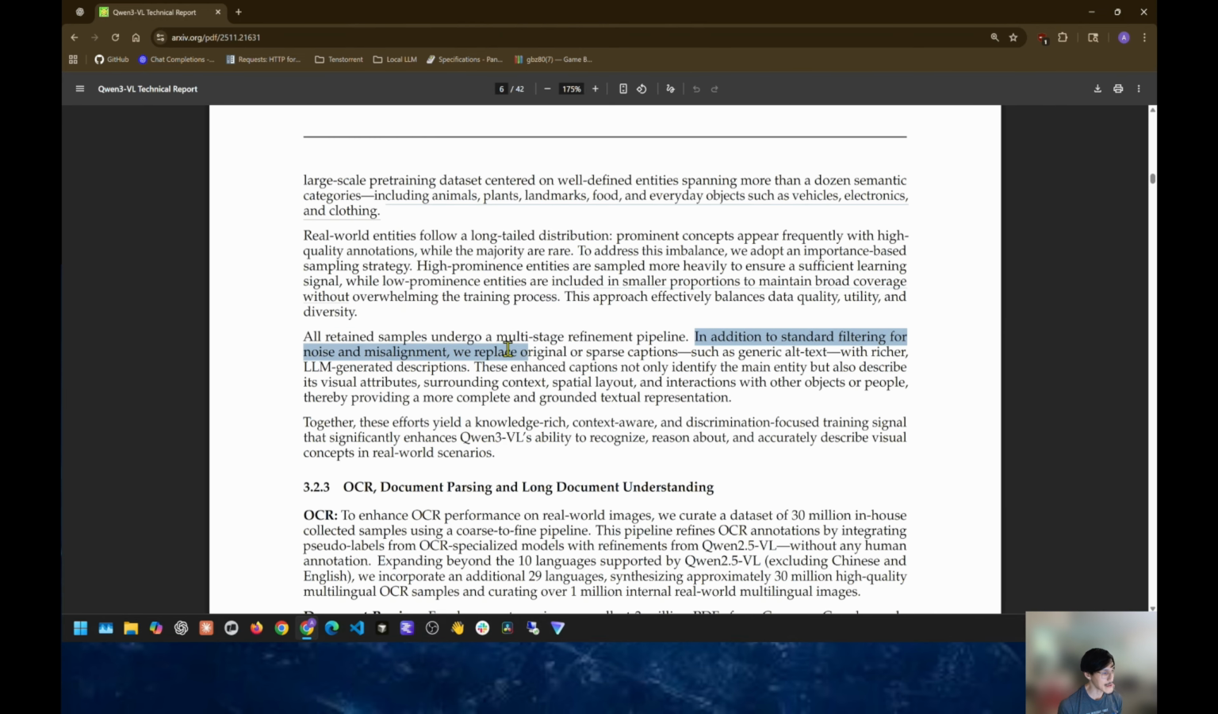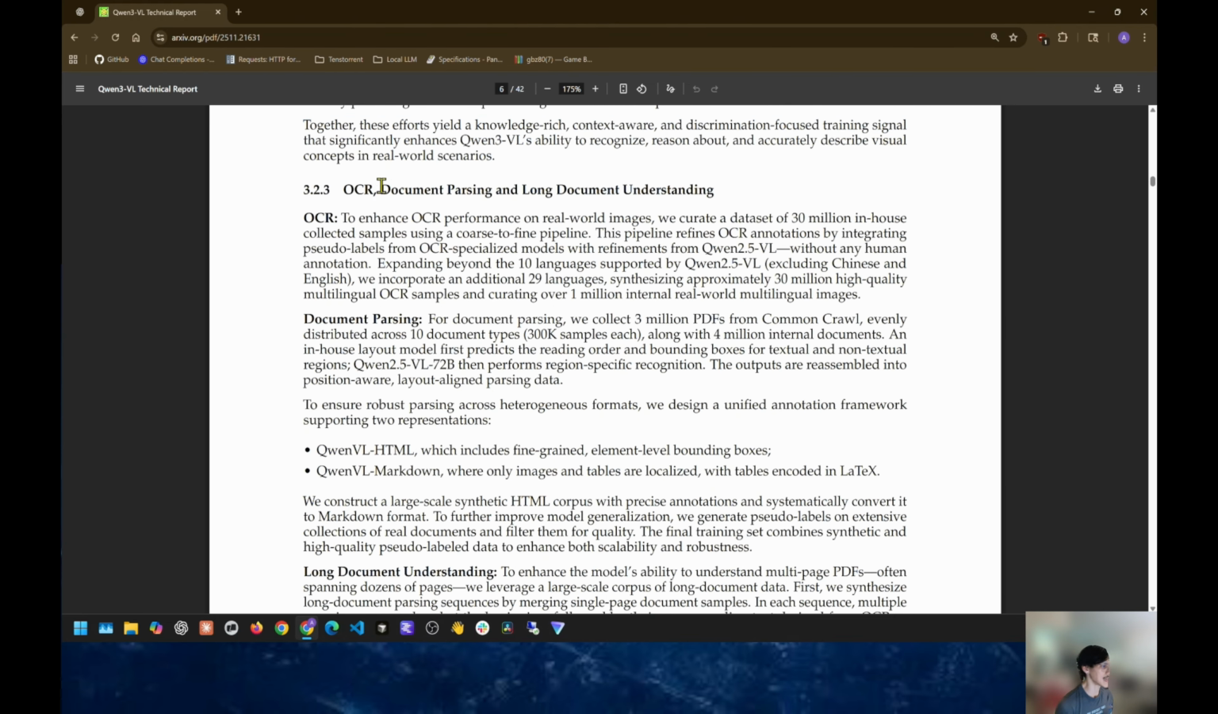In addition to standard filtering for noise and misalignment, we replace original or sparse captions such as generic alt text with richer LLM-generated descriptions. These enhanced captions not only identify the main entity, but also describe its visual attributes, surrounding context, spatial layout, and interactions with other objects or people, thereby providing a more complete and grounded textual representation. Together, these efforts yield a knowledge-rich, context-aware, and discrimination-focused training signal that significantly enhances Qwen3-VL's ability to recognize, reason about, and accurately describe visual concepts in real-world scenarios.